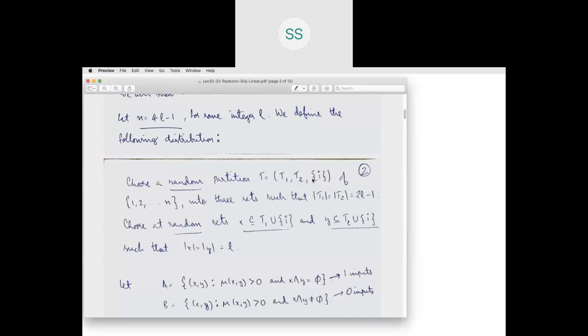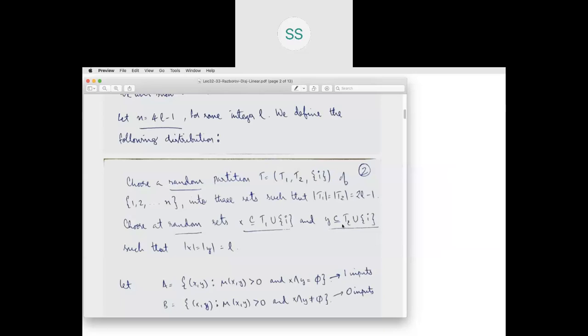So you can think of any way to do this, just that T1 and T2 must be of size 2L minus 1 and the third set should be a singleton set. And now once you made the random partition, Alice's input X is a subset of T1 union I and Bob's input Y is a subset of T2 union I. So notice that T1, T2 is a partition. So T1 and T2 are disjoint sets of size 2L minus 1, and the left out element is, so 2L minus 1 plus 2L minus 1 is 4L minus 2, and the left out element of N is I.